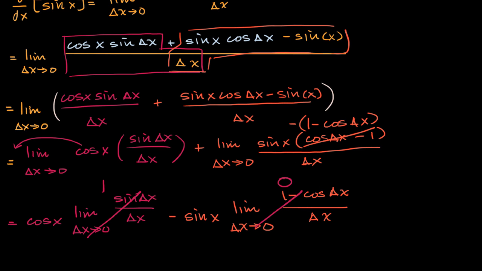And so what we are then left with, and I encourage you to watch the videos that prove this and this, although these are really useful limits to know in general in calculus, is just cosine of x times 1 minus sine of x times 0. Well, all of this is just going to go away, and that is going to be equal to cosine of x, and you are done.